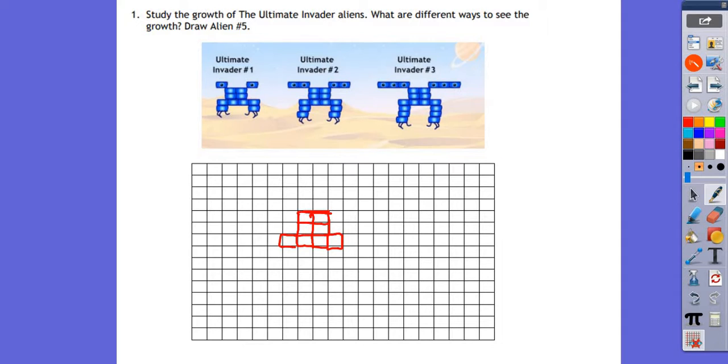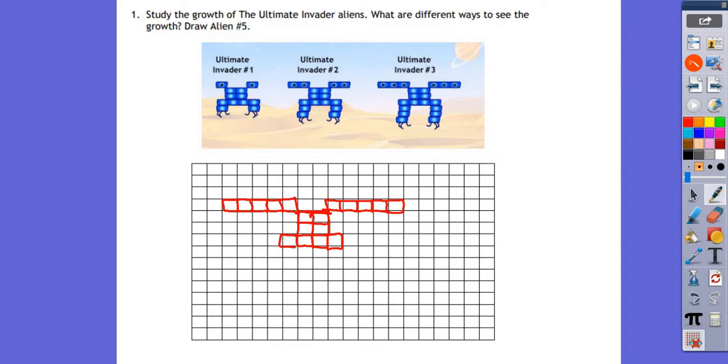Invader 1, how many eyes are on each side? 1. Invader 2, how many eyes are on each side? 2. Invader 3, how many eyes are on each side? 3. So what could we conclude about how many eyes are on each side of Invader 5? 5. So I'm going to draw 5 eyes on each side. Okay, there's the eyes.